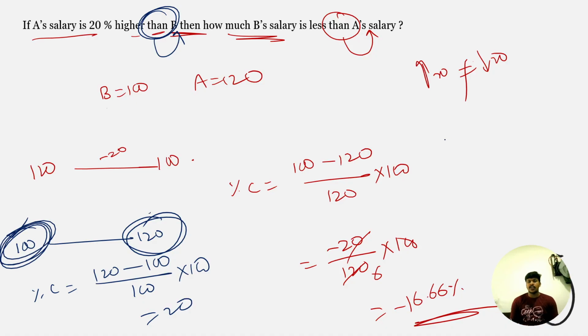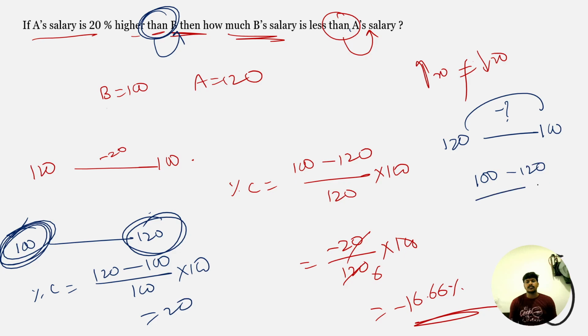Now the reverse case. If you take A as the reference, 120, then how much less is this 100 guy? Don't take 20. That 20 is a number, but we want the percentage. So here our final value is 100 because this time we are taking A as our reference. So A has to be in the denominator. This time you are going to get 16.66. So if A is 20% higher than B, then B is 16.66% less than A.